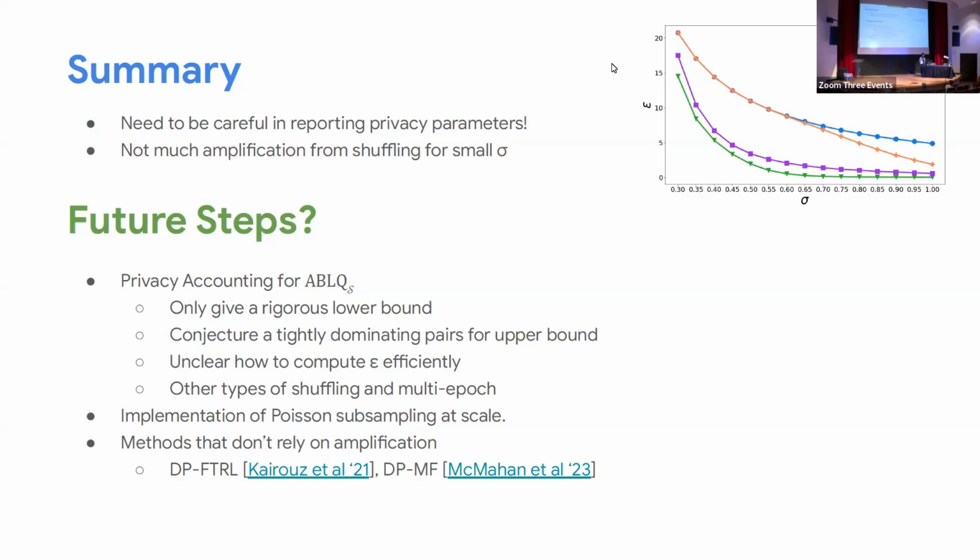And lastly, I also want to mention that there are also some DP methods that don't rely on this privacy amplification. So it's another direction to consider, such as the DP-FTRL or the DP-MF methods.